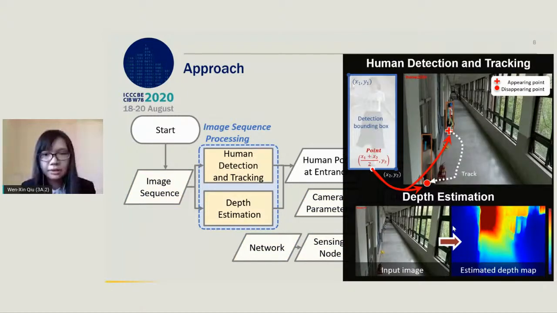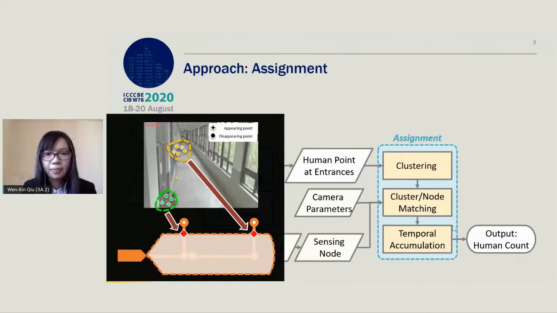The first step is to detect and track humans in the image sequence. For each track, we only take the first location and the last location to represent the appearing and disappearing of the human. And we also put the RGB images into models to estimate the depth map. Now, having the points in image space, we first group them by a clustering method. Then we match those clusters in image space to the real space by three approaches proposing different required camera parameters.